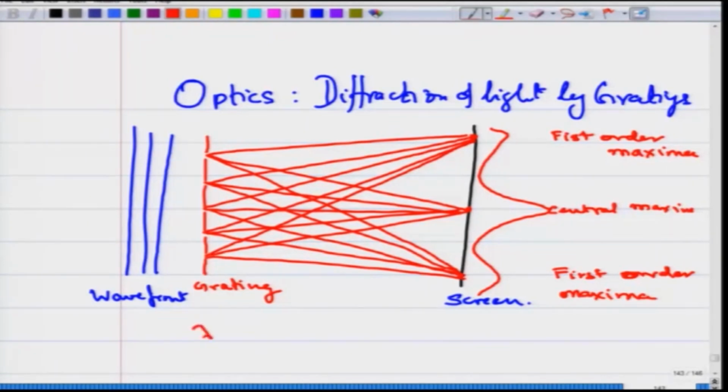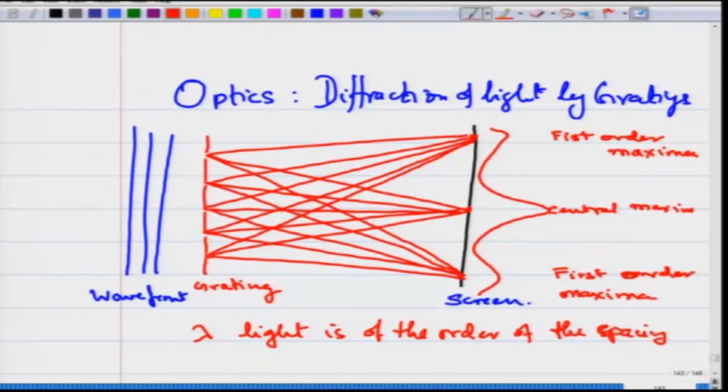and if the wavelength of light is of the order of the spacing of the slits, then you observe this sort of a diffraction pattern, which is coming basically because of the interference of the scattered light, and depending on the path difference you will get this sort of maximas and minimas.